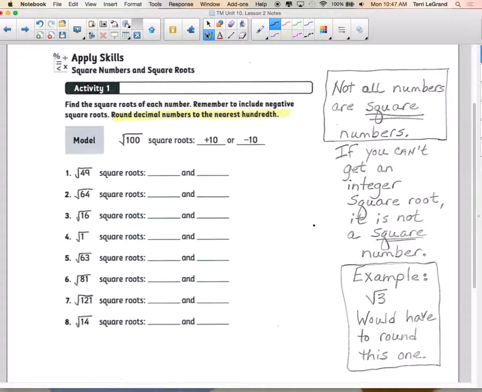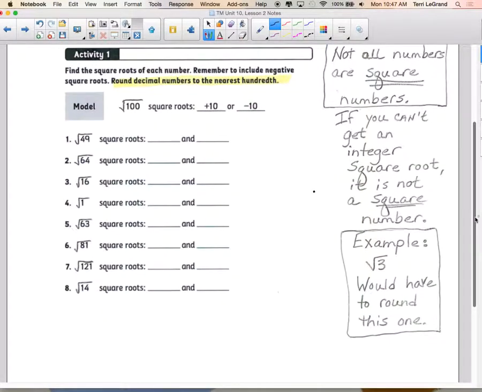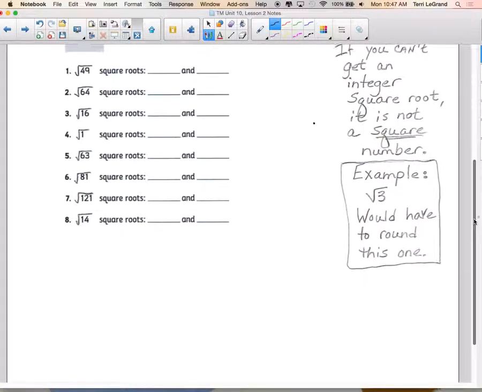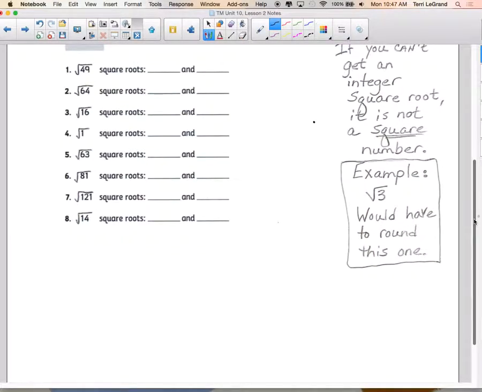In other words, I want you to look right over here. If you can't get an integer square root, it is not a square number. Here's an example. The square root of 3, we would have to round that one. Will you check that out in your calculator right now? Does it give you a nice whole number, a nice integer value? Or tell me what happens if it doesn't.